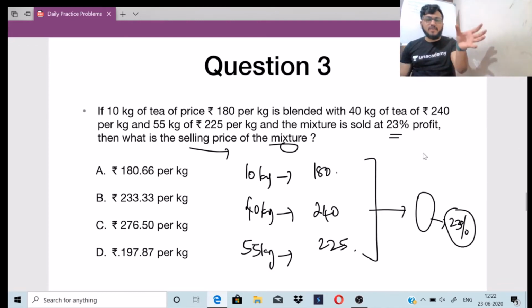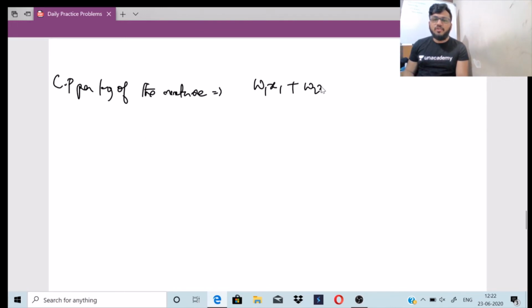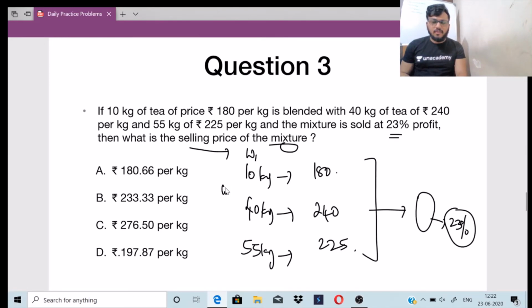What does selling price mean? Cost price plus profit gives you selling price. Cost price plus loss or cost price plus profit gives you the selling price of the mixture. So let us move on here, right? So let's first of all find out CP per kg of the mixture, right? CP per kg of the mixture is given by the formula W1X1 plus W2X2 plus W3X3 divided by W1 plus W2 plus W3. The weights are W1, W2 and W3. The prices are X1, X2 and X3.